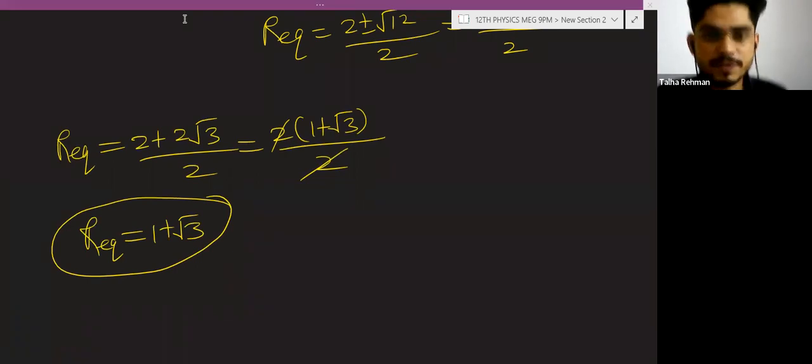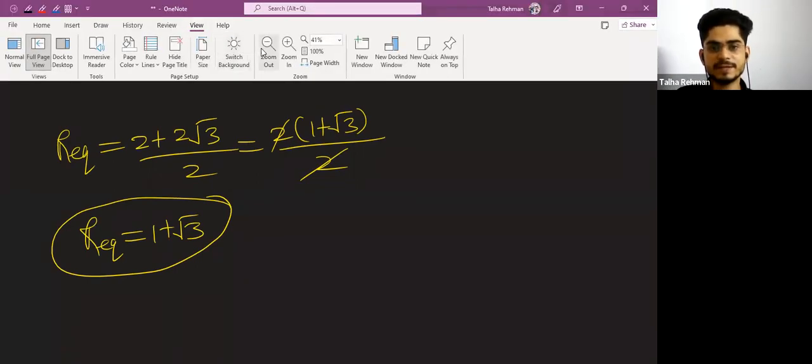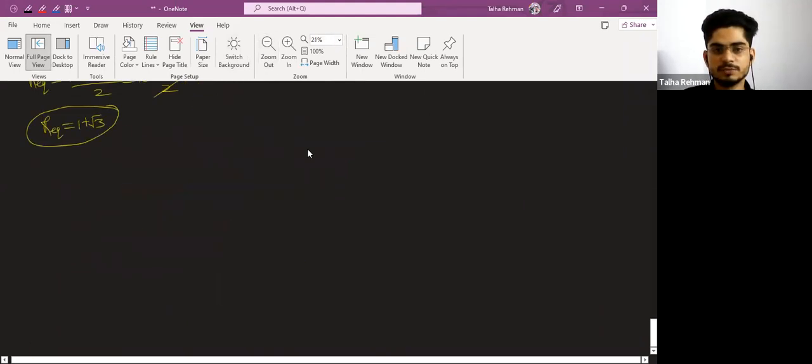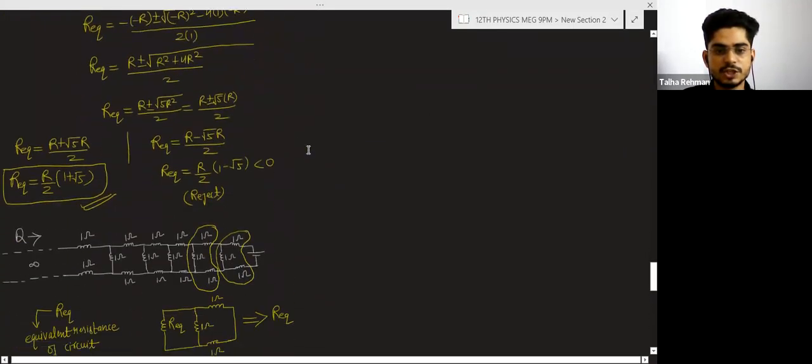Now in this way you have to solve the question. You can check the steps I have written earlier also. So now you can note it down. Just take the screenshot of this question.